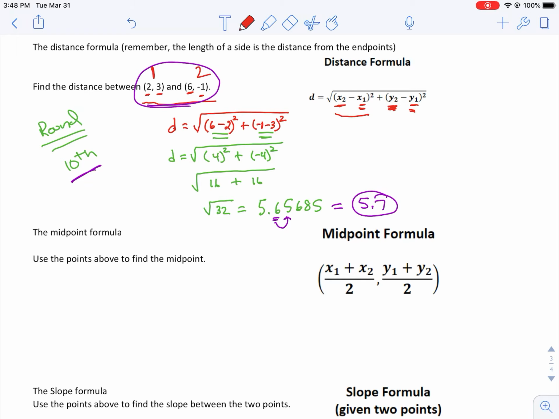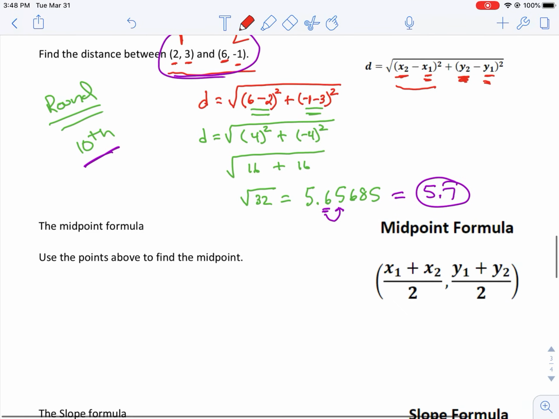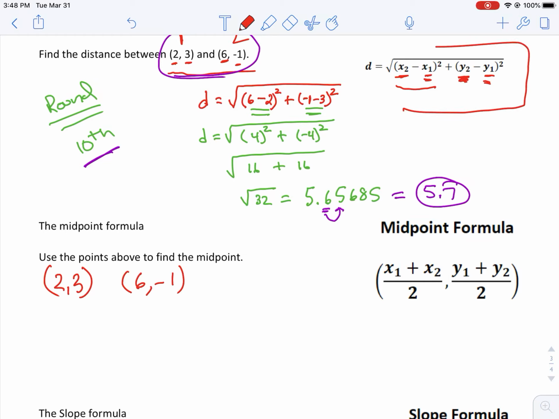So the midpoint formula, what we're trying to do is go back to the original 2 points. And those original 2 points were 2, 3. That's 1 point. And then the other point is 6, -1. And what we want to do is not find the distance between the 2 points like we did up here. What we're trying to do is find the coordinate of the midpoint. So we're actually going to find a coordinate with a new x and y, in between these 2 points.